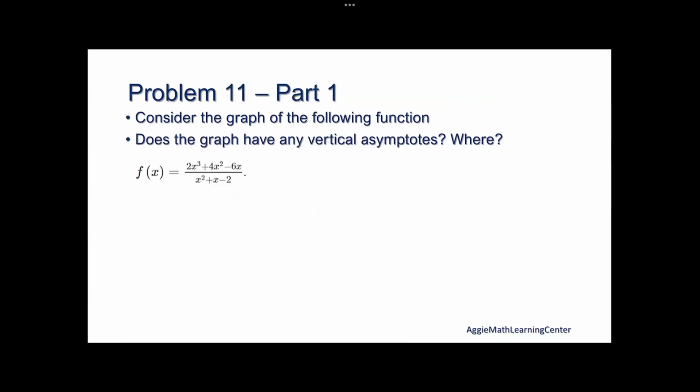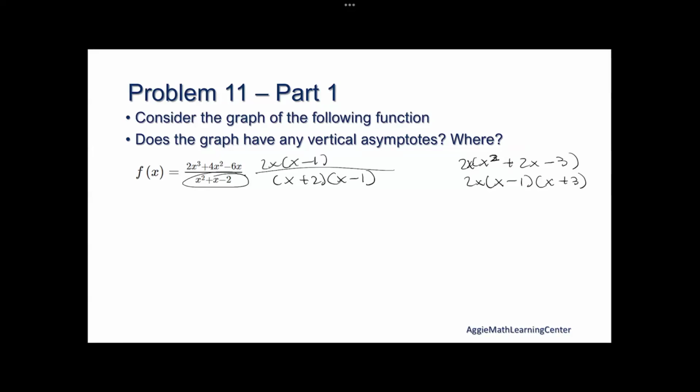Okay, we're going to run through these last ones really quick. Does the graph have any vertical asymptotes? This factors to x plus 2, x minus 1 over, let's see, we can pull a 2x out, x squared plus 2x minus 3. So you have 2x, x minus 1, x plus 3. Okay, so x minus 1 is a hole, so that means we just have a vertical asymptote at x plus 2, or x equals -2.